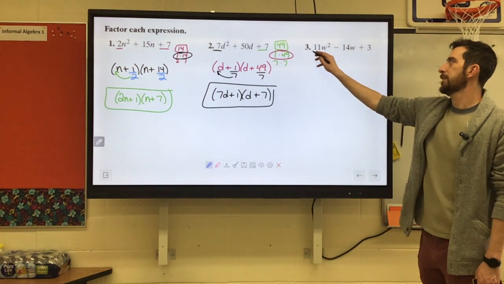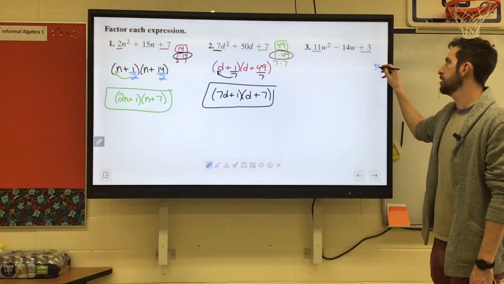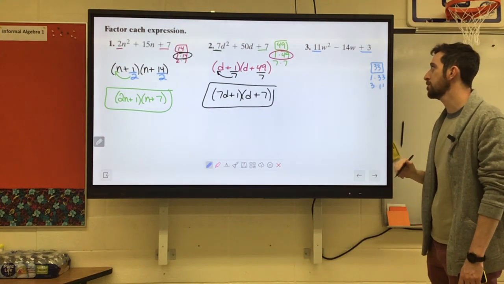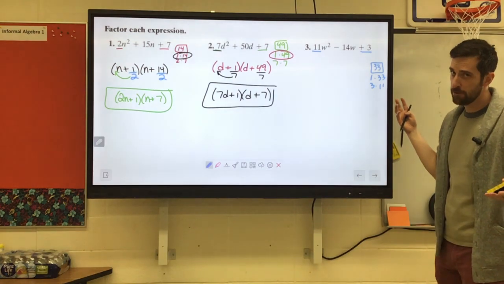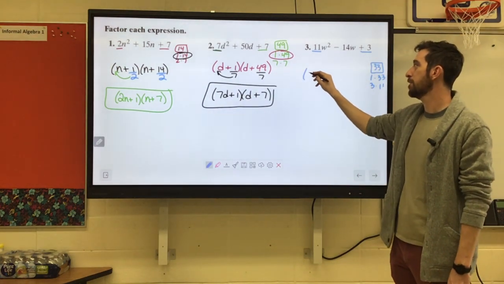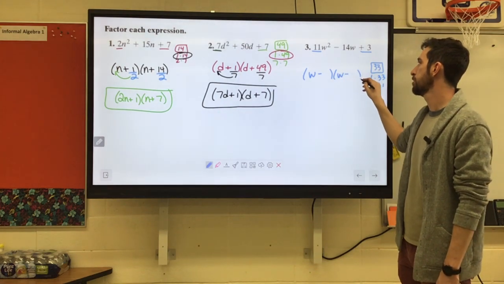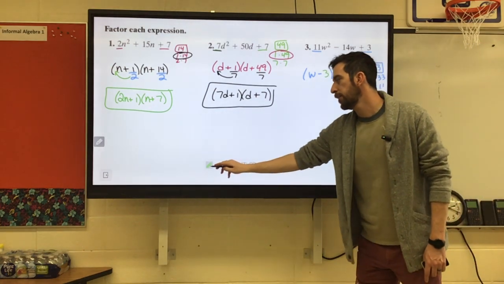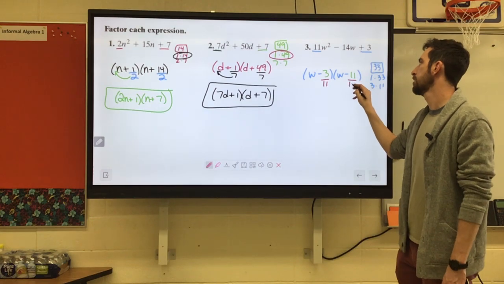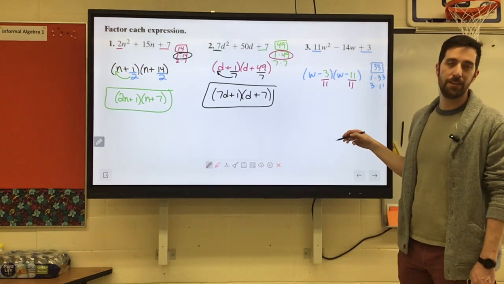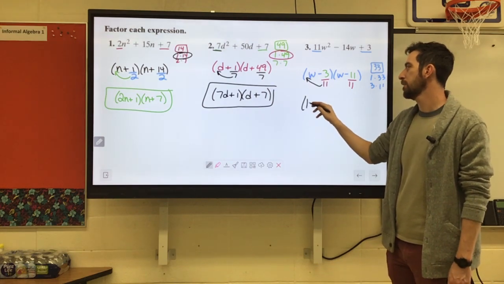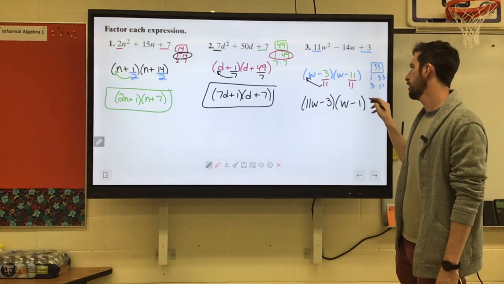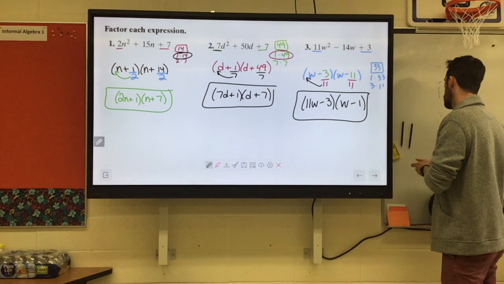All right. 11 times 3 is positive 33. So it could be 1 and 33, or 3 and 11. Those are our options. Now in this case, it multiplies to a positive, but adds up to a negative. So they have to both be minus. The set that adds up to 14 would be the 3 and the 11. We have to try to divide by the number in front, 11. You can't do 3 divided by 11. You can't even simplify it. So the 11 moves to the front. 11w minus 3. Here, 11 divided by 11 is 1. Look at us, we are factoring pros.